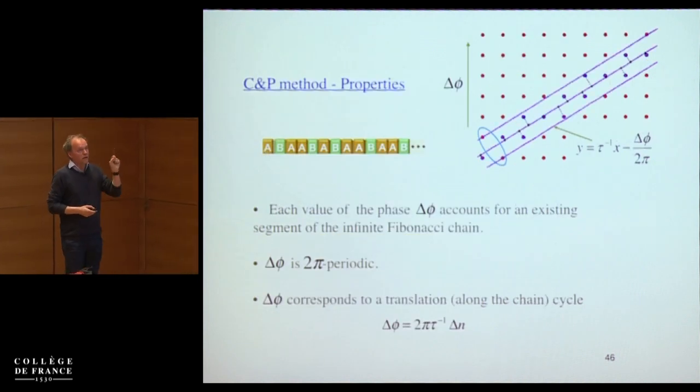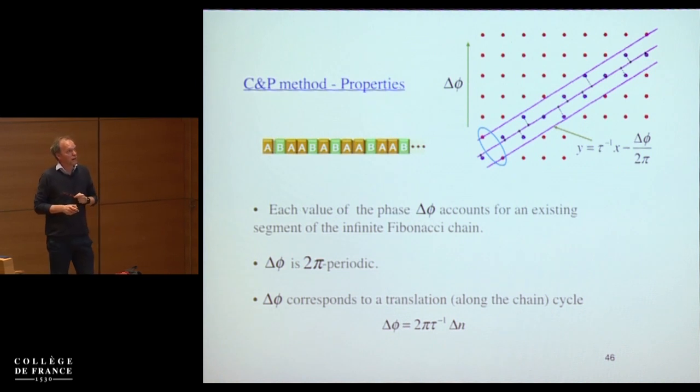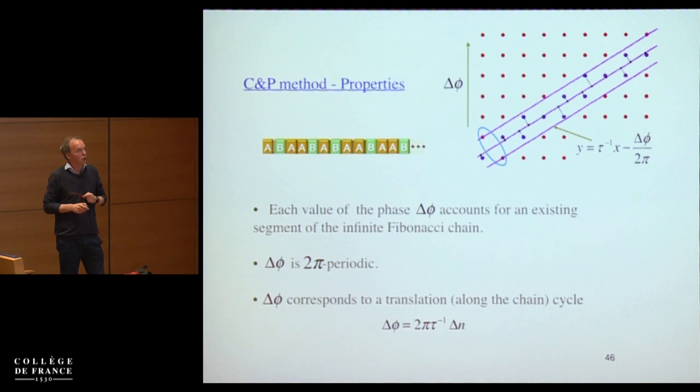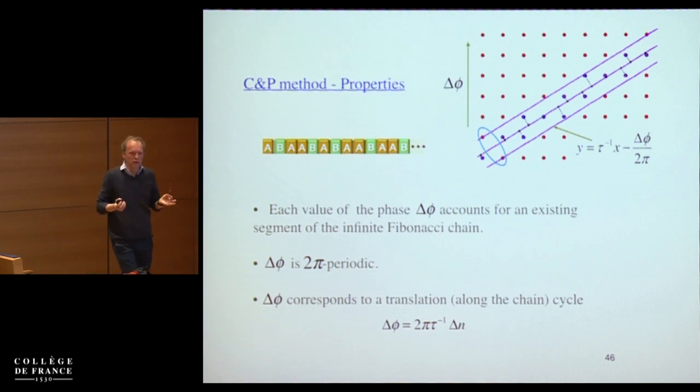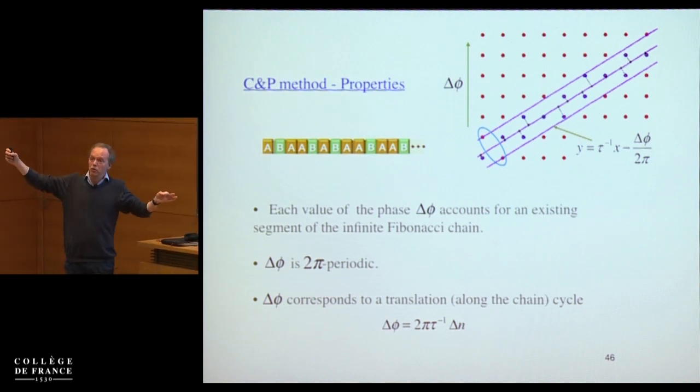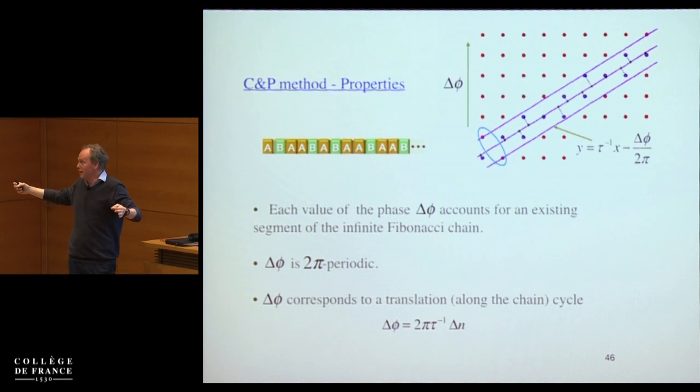And I would like now to list some of the properties of these cut and project methods and this delta phi that we just discovered. So first of all, each value of the phase delta phi accounts for an existing segment of the infinite Fibonacci chain. So this is not very surprising. I'm saying the following. Here, we generate a given Fibonacci chain. Now, if I take this chain and translate it somewhere, I generate another chain segment. And this segment, if I look at the infinite chain, of course, I will find somewhere. Okay? You're with me?